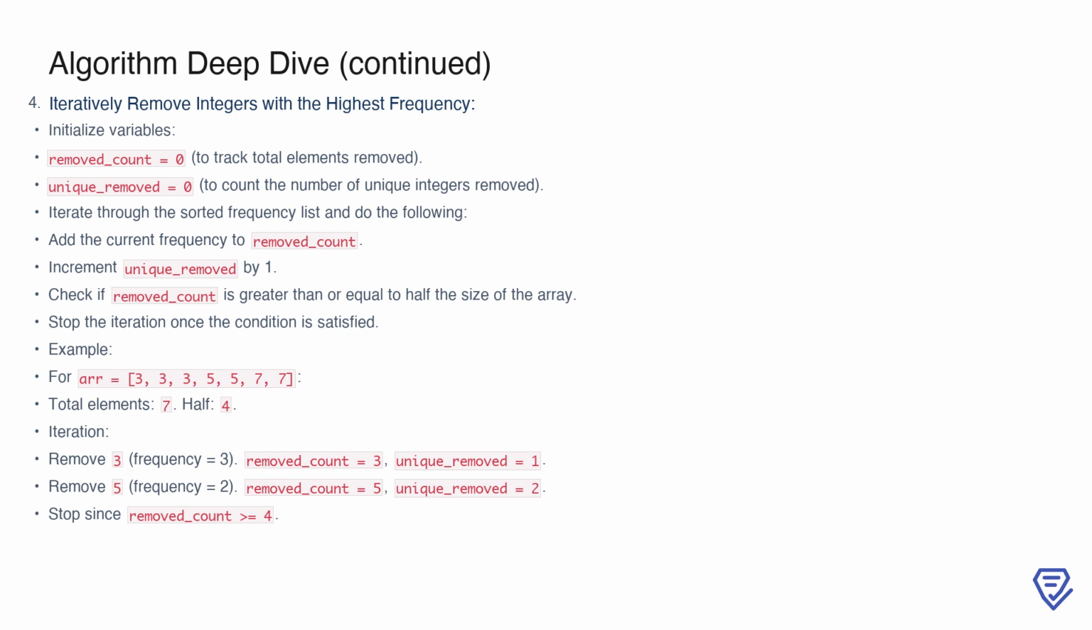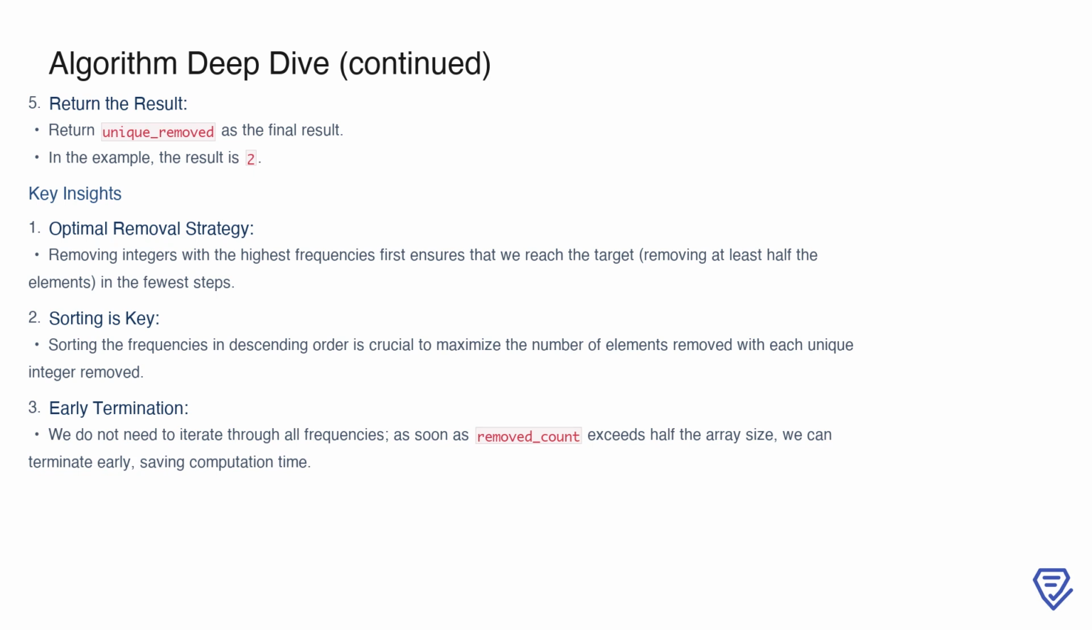For example, in the array 3, 3, 3, 5, 5, 7, 7, the total number of elements is 7, so half is 4. Removing all occurrences of 3 adds 3 to removed_count and increments unique_removed to 1. Next, removing all occurrences of 5 adds 2 to removed_count, making it 5, which meets the condition. At this point, we stop and return unique_removed, which is 2. Once the iteration is complete, the value of unique_removed is returned as the final result. In the example, the result is 2, meaning 2 unique integers were removed to reduce the array size by at least half.